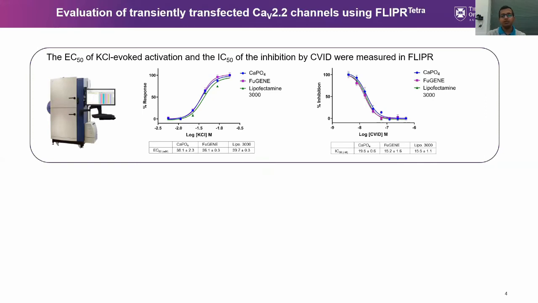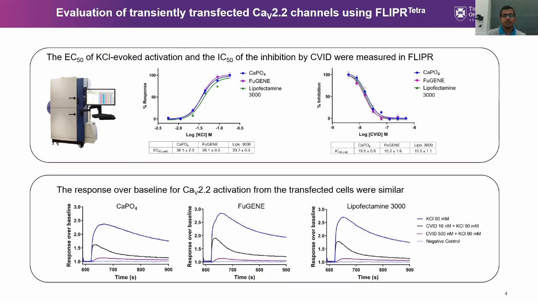We evaluated CaV2.2 channel activation and inhibition by using a FLIPR-based assay. For CaV2.2 channel activation, intracellular calcium increment was measured in response to increasing concentration of potassium chloride. The EC50s of potassium chloride activation from calcium phosphate, FuGENE and Lipofectamine 3000 mediated transfected cells were around 38, 36, and 39 millimolar respectively. These potassium chloride evoked responses are fully inhibited by omega-conotoxin CVID, which is a selective blocker of CaV2.2. The IC50s of CVID inhibition of these responses were around 19, 15, and 16 nanomolar respectively.